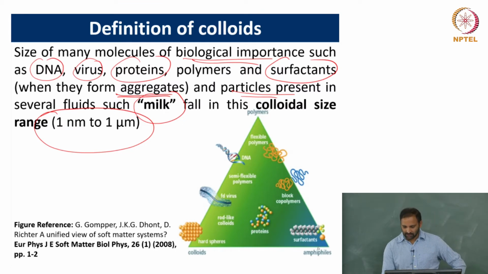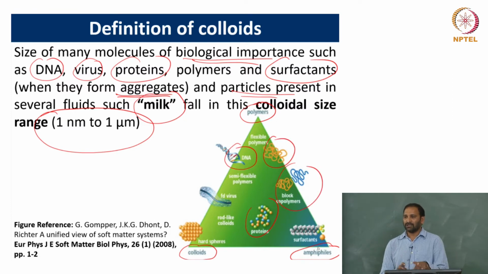So, this is a triangular diagram. On one apex you have polymers, on the other apex you have particles, solid particles, and on the other apex you have surfactant molecules, which are also called amphiphiles. Okay, and several different things are in between, right? This DNA, polymers, block polymers, proteins, right? So, all these materials, when people are working with them in solution, they invariably form aggregates of 1 nanometer to 1 micrometer dimension. Therefore, there is a lot of interest in looking at such systems.